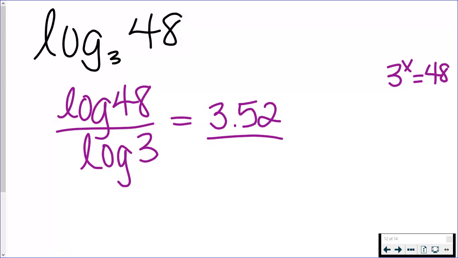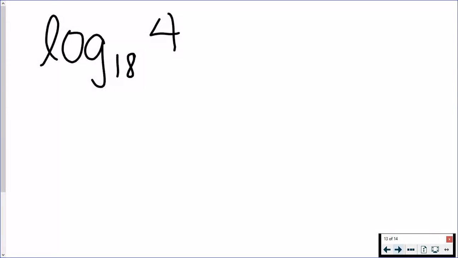If you try this in your calculator and for the life of you, you cannot get this, please ask me and I will tell you how to use that specific calculator. But try to do this in your calculator. Don't just trust me. Make sure that you can get this on your own using the change of base formula in your calculator. So I will show you another example.